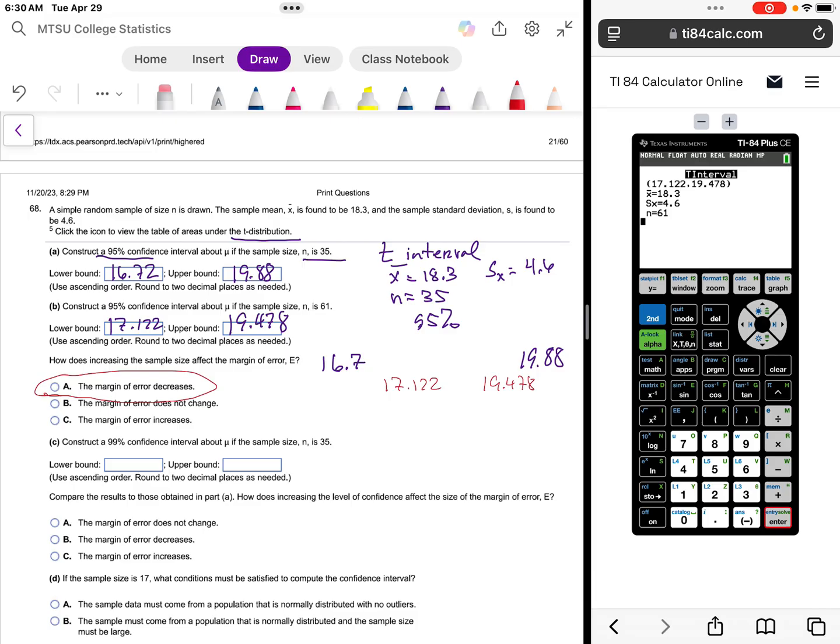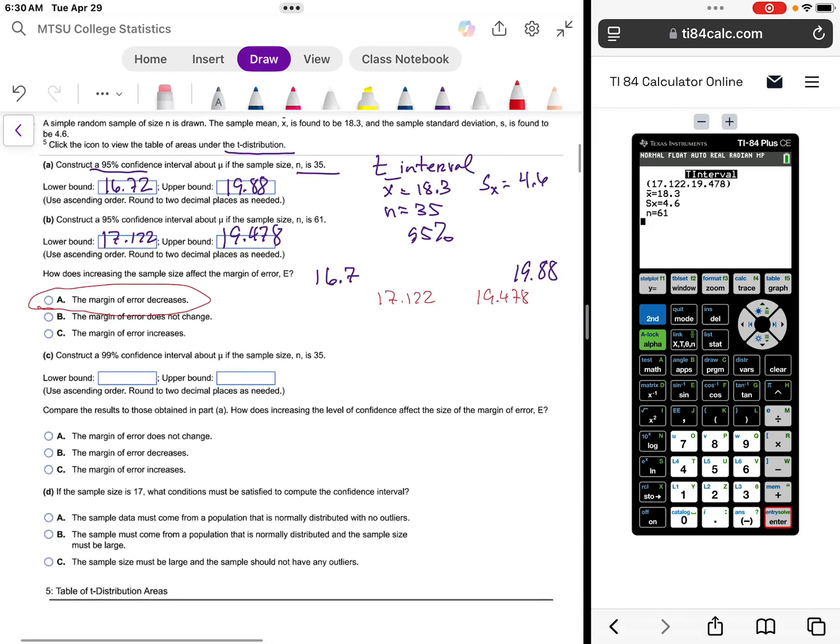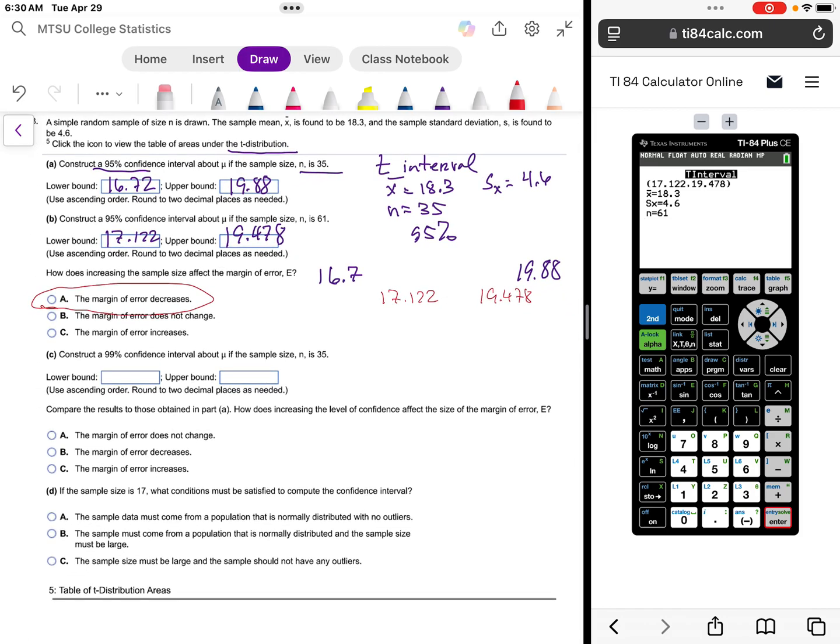And the reason is because when we look at the fraction for computing this, we divide by a bigger number, and therefore, when you divide by a bigger number, the margin of error and the standard error basically get smaller in the process. They asked us to construct a 99% confidence interval going back to a sample size of 35. So again, same thing, we're doing some comparisons here. So stat option 8, and then all I've got to do is change that back to a 35, and then change that to a 99.